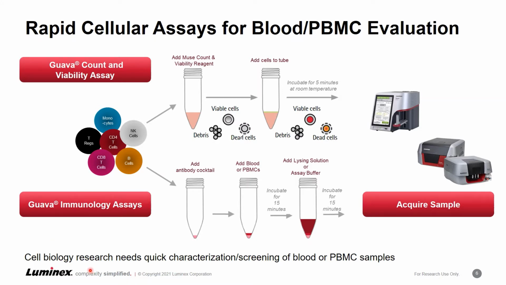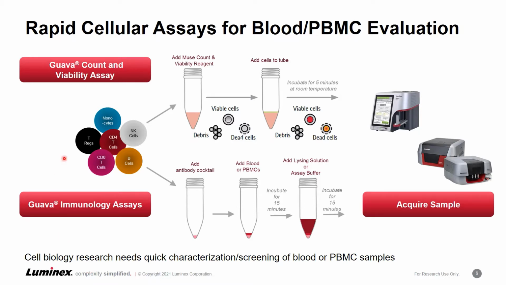The Muse and EasyCyte technologies provide pre-validated kits that allow for the identification and enumeration of both whole blood and PBMCs. These assays are mix and read and take as little as 10 microliters of sample. The sample is mixed with one of our pre-formulated kits and acquired on our Muse or EasyCyte instruments. Each instrument has a predefined acquisition and analysis template that allows the user for simplified acquisition and analysis.